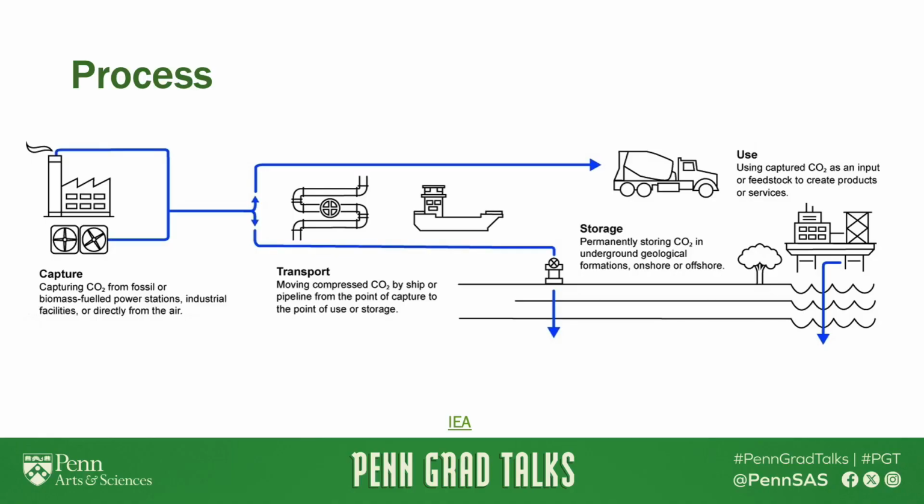Looking into this more deeply, this chart shows the process chain of CCUS. First, the carbon dioxide is captured at the point source. This includes, for example, industrial facilities, power stations, or directly from the air. Then the captured CO2 is compressed from gas into liquid for transportation. There are several means of transportation. This includes pipelines, ships, trucks, or railways. And then this liquefied CO2 will either be permanently stored underground in geological formations or reused as feedstock to create products or services.